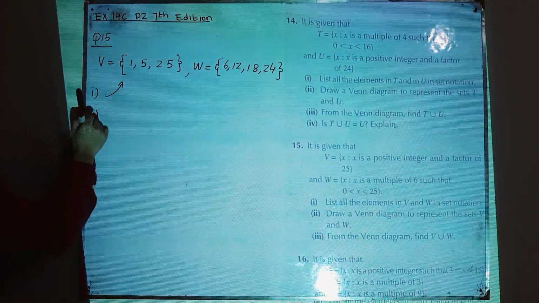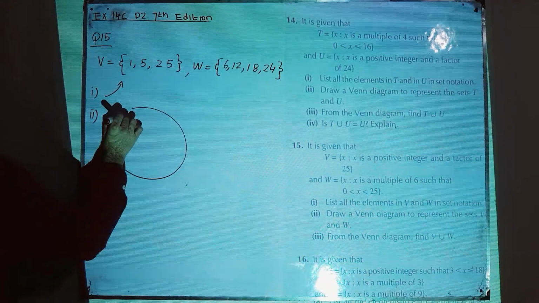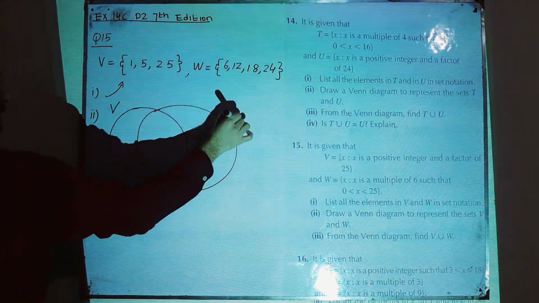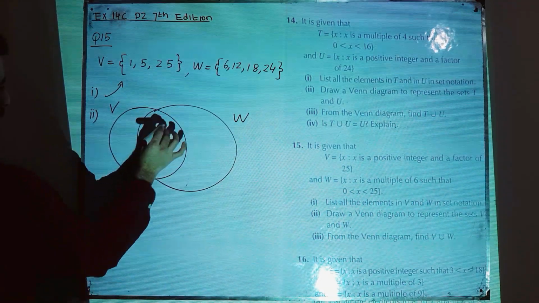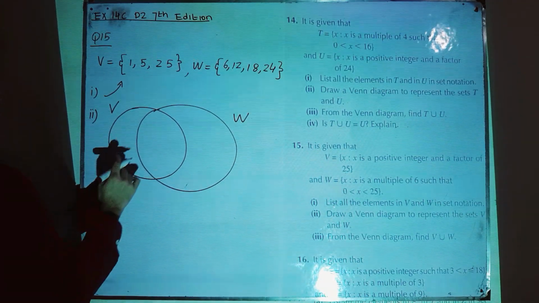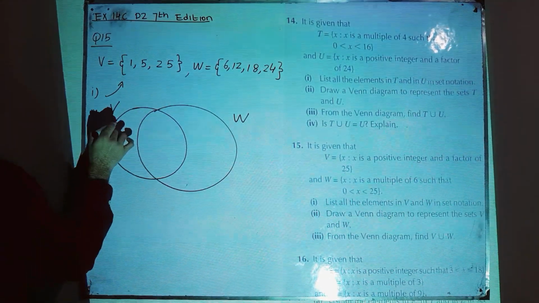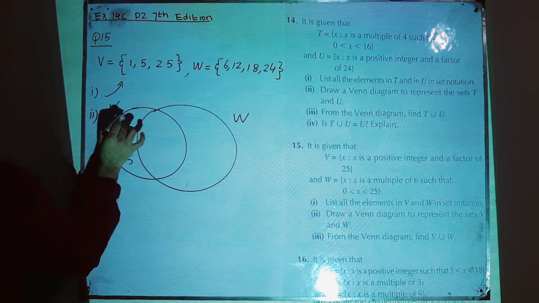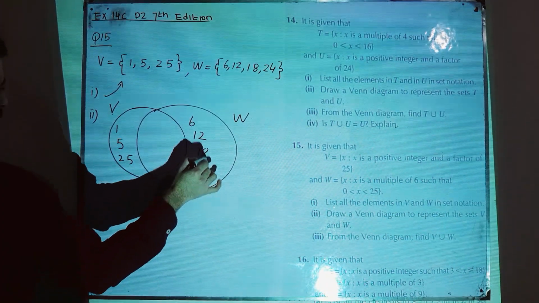Part number 2 is draw a Venn diagram to represent the sets V and W. So draw two circles like this and the other one like this. This is for V, this is for W. This part is an overlapping part. Here we have got V and W, both of them. So write down the common elements in this part. We don't have any common elements, so this will be empty, while elements of V, 1, 5 and 25 will be written in this section that belongs only to V, and elements of W, 6, 12, 18 and 24 will be written in this section.